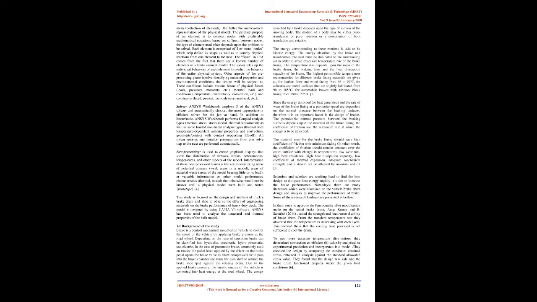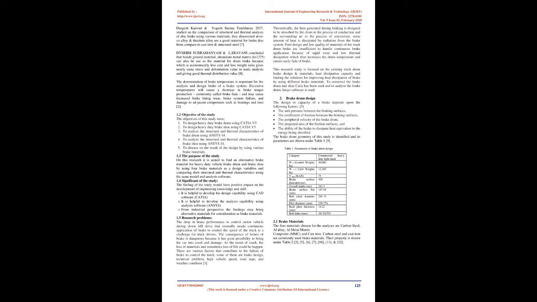The primary purpose of an element is to connect nodes with predictable mathematical equations based on stiffness between nodes. The type of element used often depends upon the problem to be solved. Each element is comprised of two or more nodes which help define its shape as well as to convey physical reactions from one element to the next. The finite in FEA comes from the fact that there are a known number of elements in a finite element model. The solver adds up the individual behaviors of each element to predict the behavior of the entire physical system. Other aspects of the pre-processing phase involve identifying material properties and environmental conditions the design will be subject to.